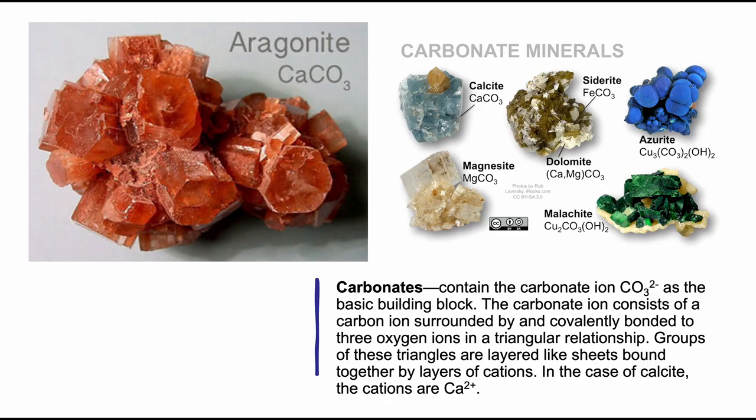Carbonates contain the carbonate ion, CO3, as the basic building block. The carbonate ion consists of a carbon ion surrounded by and covalently bonded to 3 oxygen ions in a triangular relationship. Groups of these triangles are layered like sheets bound together by layers of cations. In the case of calcite, the cations are calcium 2+. Some examples seen here: aragonite, CaCO3, same chemistry as calcite, CaCO3. So these are polymorphs of CaCO3.